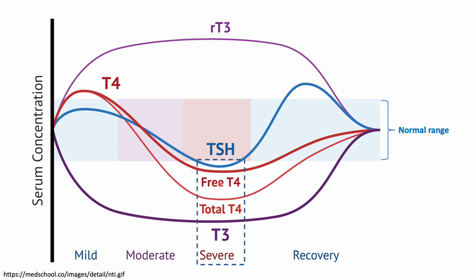And then after this severe illness, if the patient recovers, recovery happens with the TSH getting to normal first, then the T4, followed lastly by the T3. I think that's a really important pattern to keep in mind when you're interpreting thyroid function tests if you have a patient who was recently admitted for acute illness in the hospital or ICU.